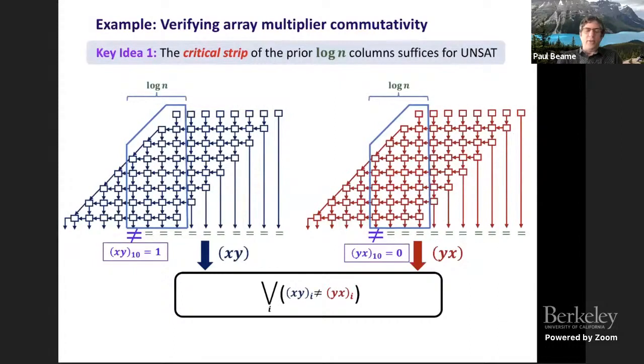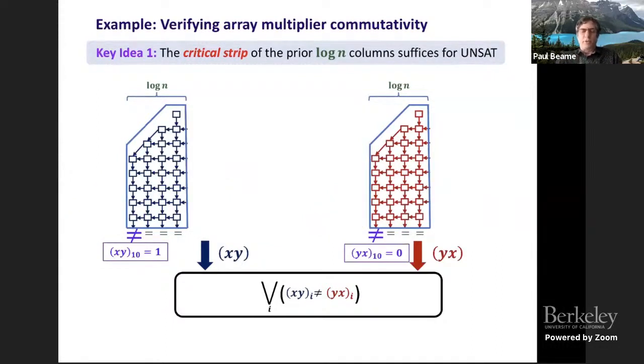And the key thing that Vincent realized is that there's a critical strip of just the prior log n columns that suffice for this unsatisfiability. In fact, we already knew we could ignore the bits to the left, but we can also completely ignore the bits to the right. And so we get these critical strips. And in these critical strips of log n bits, notice the input bits are completely unconstrained.